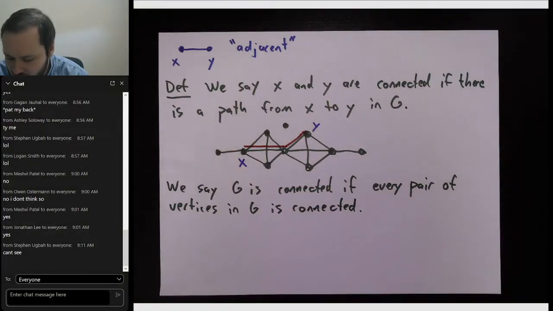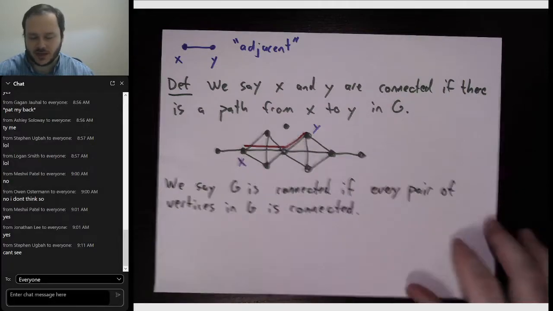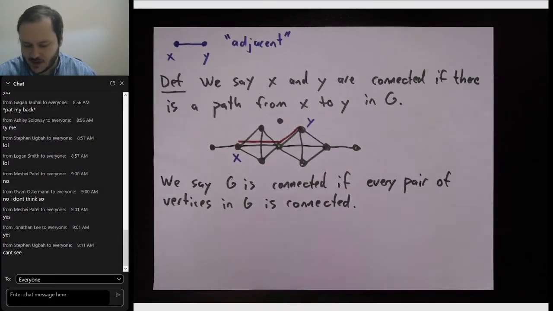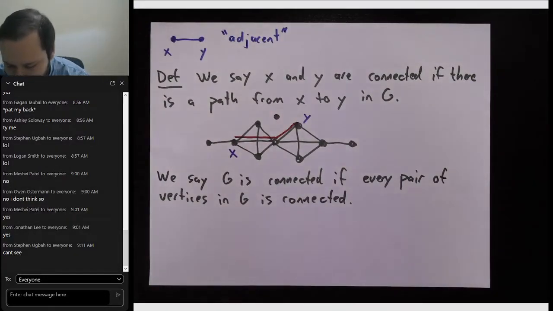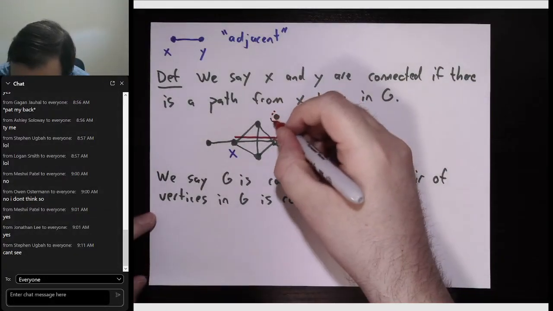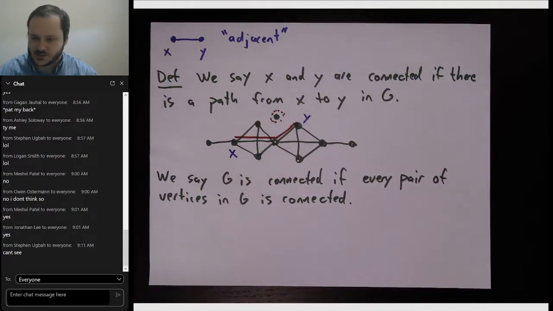So if I can pick any two vertices in the graph and get from one to the other by traveling along edges, then I say my graph is connected. So this graph is not connected because it has this isolated vertex. There's no way to get from here to anywhere else.